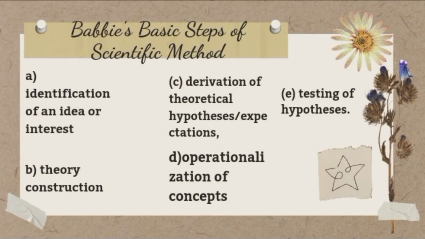Babbie's basic steps of scientific method. First, identification of an idea or interest. Second, theory construction. Third, derivation of theoretical hypothesis or expectations. Fourth, operationalization of concepts. And the last one is testing of hypotheses.